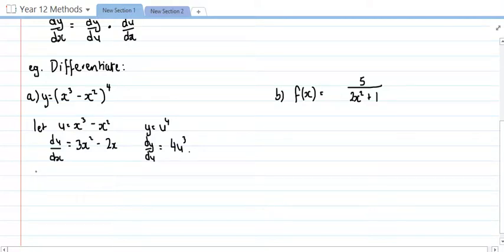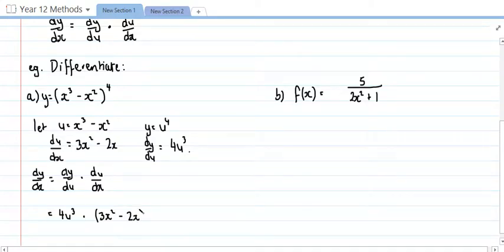The next thing I'm going to do is rewrite the rule, so dy dx is equal to dy du times du dx. Substituting those in, we have 4u cubed multiplied by 3x squared minus 2x. All I need to do now is replace that u with what it was originally, so it is 4 bracket x cubed minus x squared to the power of 3, and then that is multiplied by 3x squared minus 2x.